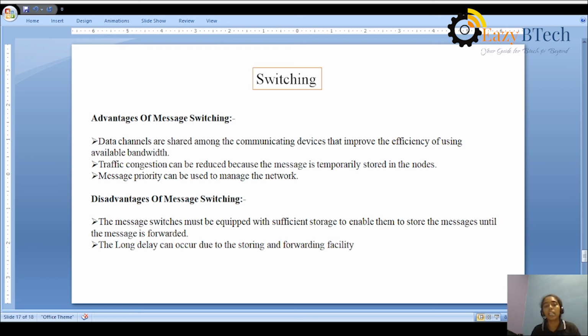So a long delay can occur due to the storing and forwarding facility. As already said in the switching concept, store and forward is a time-delay process: to store the message, to append the destination address to the message, to establish a dynamic path from source to destination, and then forward the message to the receiver, right? These are the disadvantages of message switching. These are the different types of switching techniques we discussed, classified into three types: circuit switching, packet switching, and message switching. I hope you understand, right?